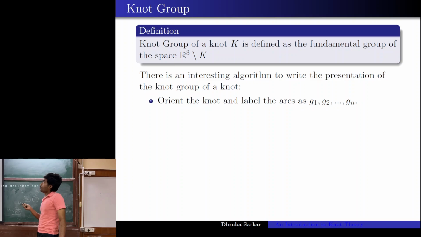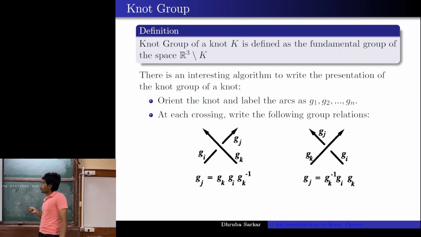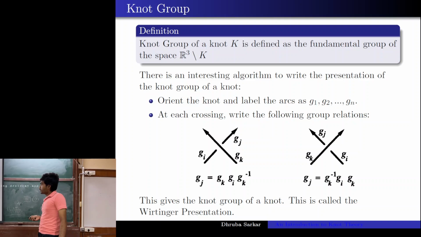So what you do is you orient the knot and then you label the arcs g1, g2, until gn. And at each crossing you write the following group relations. Whenever it's a left-handed system, you use that. Whenever it's a right-handed system, you write this relation. And Wirtinger showed that this actually gives you back the knot group of the knot. This is called the Wirtinger presentation of the knot group.